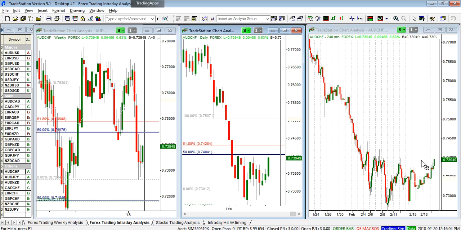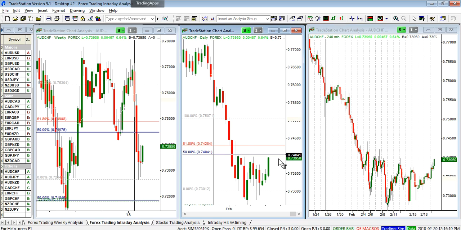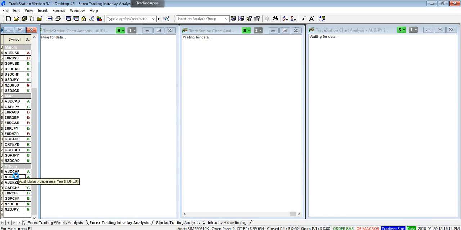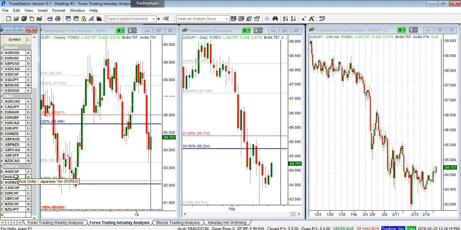That's what we see here. There is also an inner daily extension short, 74.04, that could come and is likely to come into play this week.